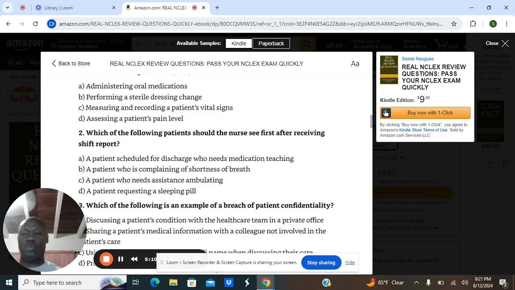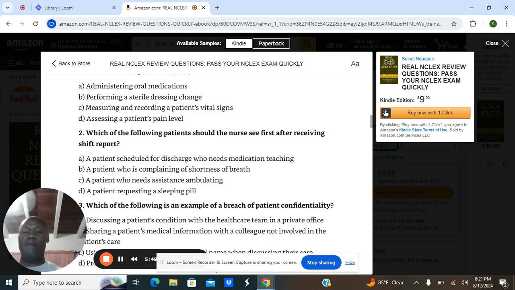Okay, let's start with question 2. Which of the following patients should the nurse see first after receiving shift report? You see this question? That's priority. A lot of students have problems with this question. So with priority, which patient are you going to assess first? Make sure you assess first the patient who has the greater chance of dying.